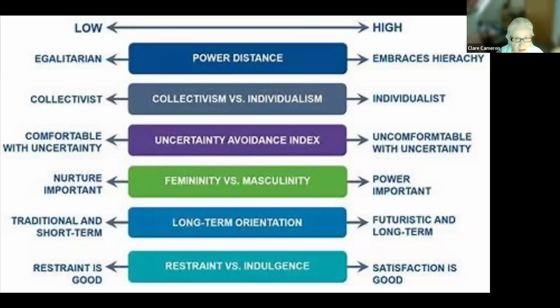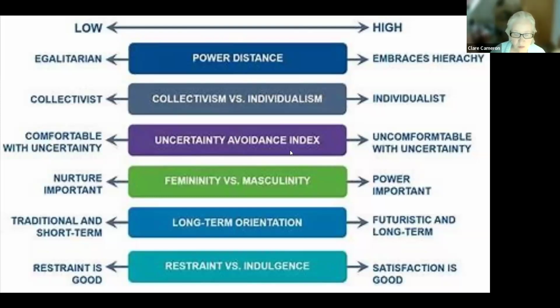So power distance, for example, is the difference between an egalitarian democratic type of country and a very hierarchical one with a dictator. Then collectivism versus individualism. Some countries are very individualistic and the individual is important, while in others the collective, the family, the village, the group is more important.